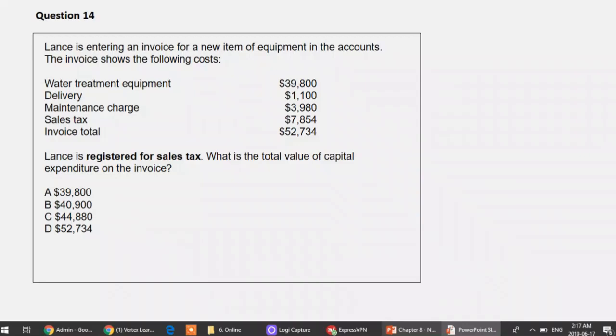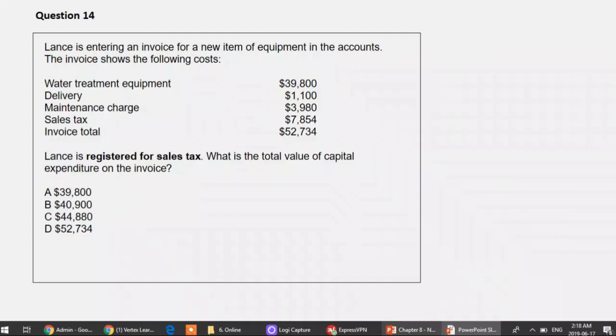If you remember when I was explaining this topic, I said that the cost of a non-current asset includes the purchase price plus any other expenses which are incurred to bring the asset to present location and condition. Which means all the costs which are incurred until the asset is ready for use. But there are some costs which you should not include. For example, maintenance charge is an operating expense. We should not include the maintenance charge.